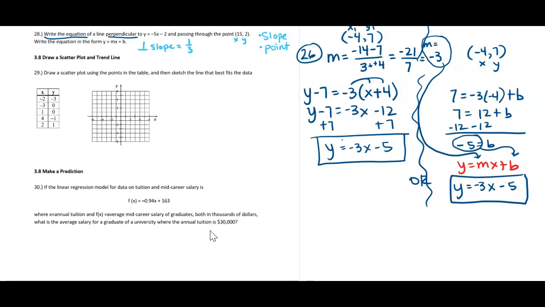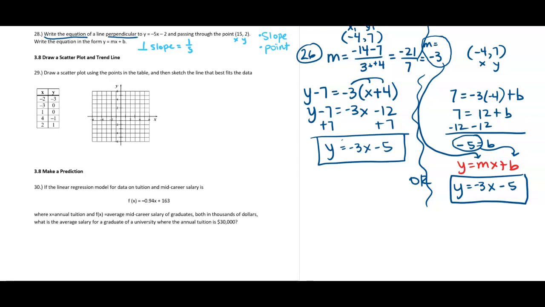Okay, it looks like we mostly got the same thing. So let's look and see what happened. You're correct that the slope is 1/5, right? We had to flip it and change the sign. So there's our 1/5 slope. And then our point is going to be 15, 2.